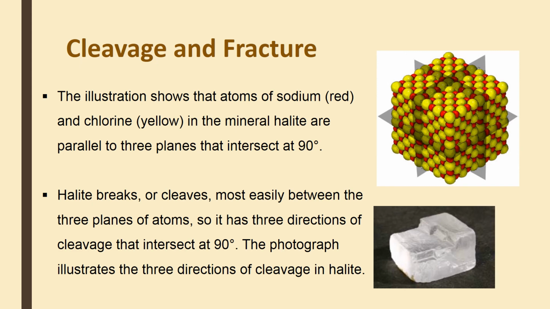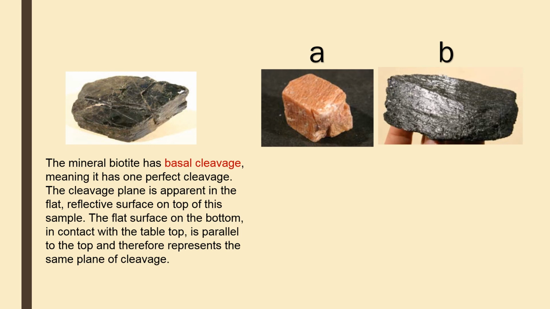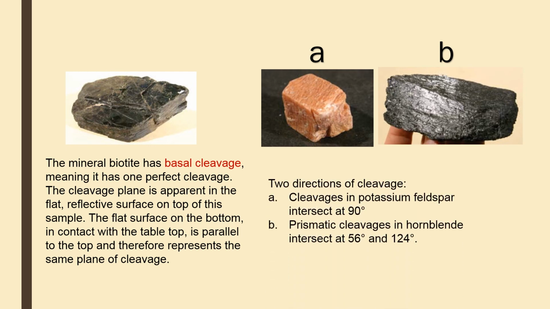Here are some examples. On the left side, the biotite mineral has a basal cleavage, which is one plane of cleavage. But here you can see orthoclase in A, another mineral in B, and hornblende. The first one, cleavage in potassium feldspar, which we call orthoclase, intersects at 90 degrees. So we have 2 cleavage planes, and you can have more than this.